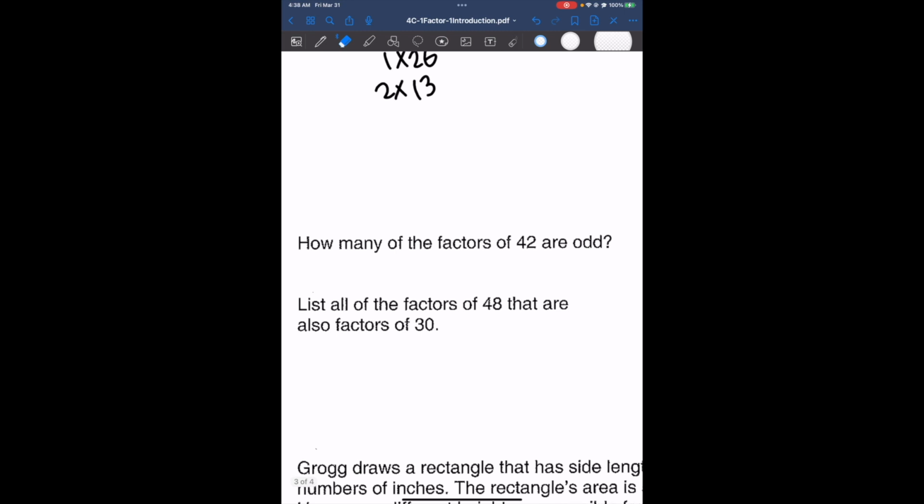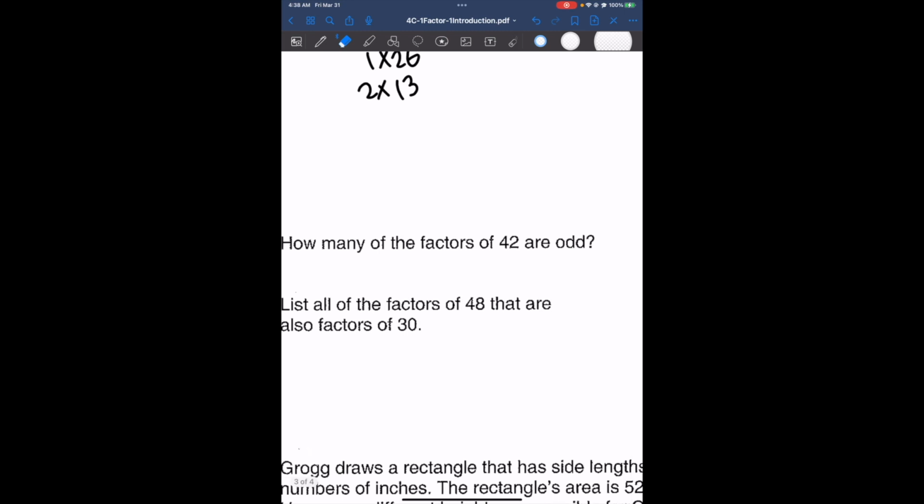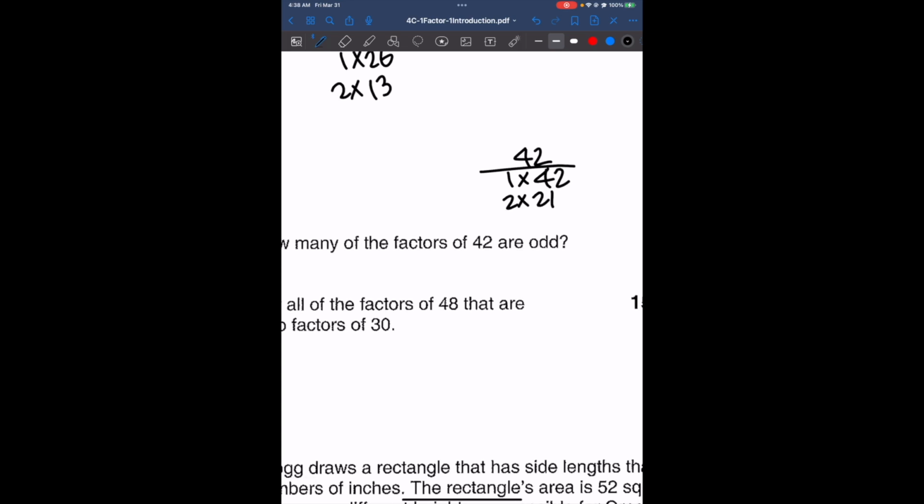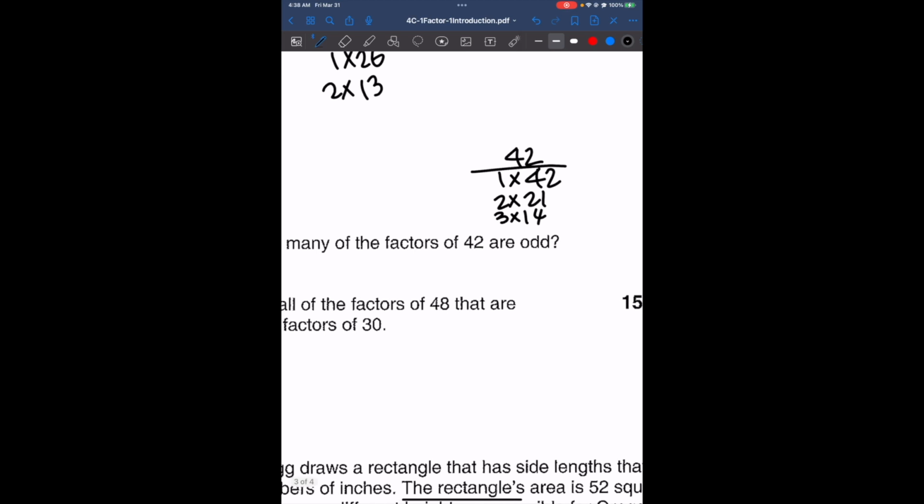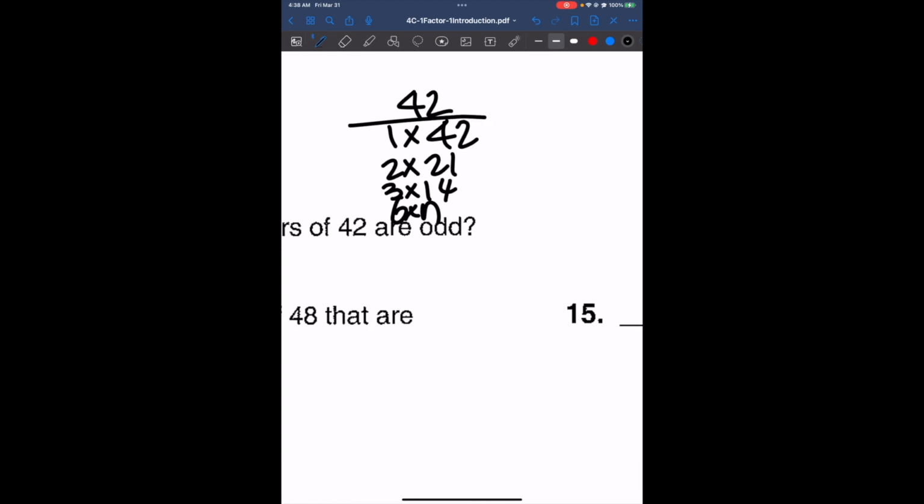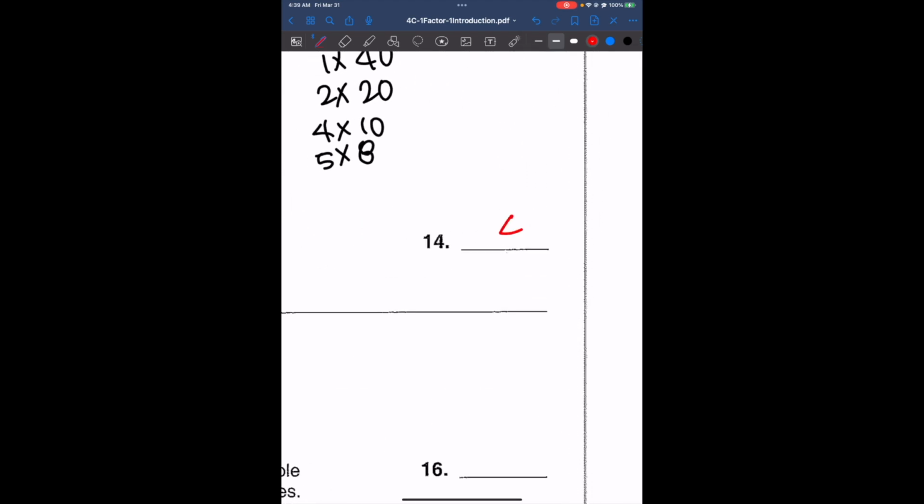Now, how many of the factors of 42 are odd? We're going to write out the factor pairs for 42. We have 1 and 42, 2 and 21, 3 and 14, and 6 and 7. So out of these, we have 4 factor pairs, so we have 8 factors. The ones that are odd are 1, 3, 21, and 7. So we have 4 factors that are odd.